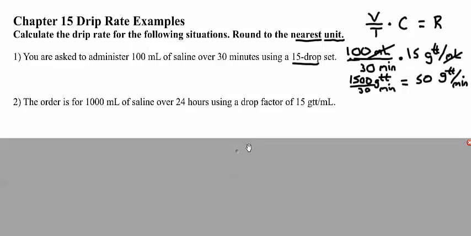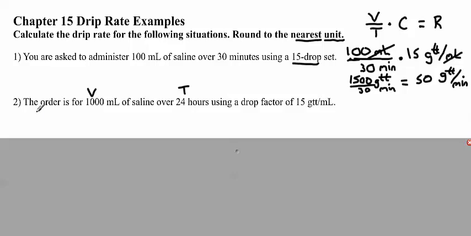So in the second problem, we have a little bit more fluid. We have 1,000 milliliters, but now it's over 24 hours. And it's using a drop factor again of 15, which means it takes 15 drops for every 1 milliliter. So the volume is here. The time is 24 hours, but it's in hours, so we have to convert that to minutes. And remember, the way you convert that to minutes is times that by 60.